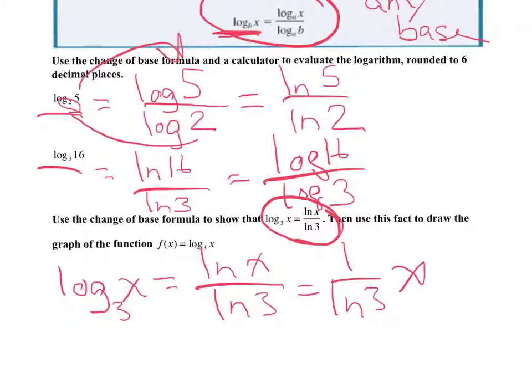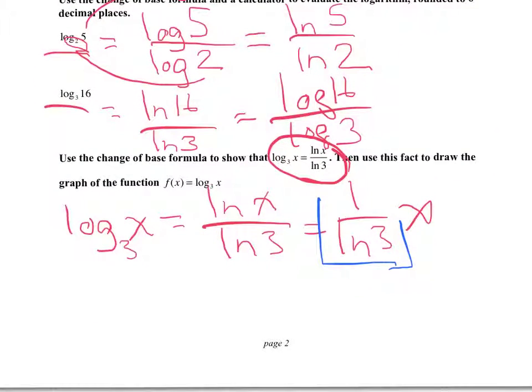Now remember that this 1 over the natural log of 3 is just a number. So this is just a number times the log of x. There's nothing really mysterious about it, and in fact, all it is is a compression of the natural log.